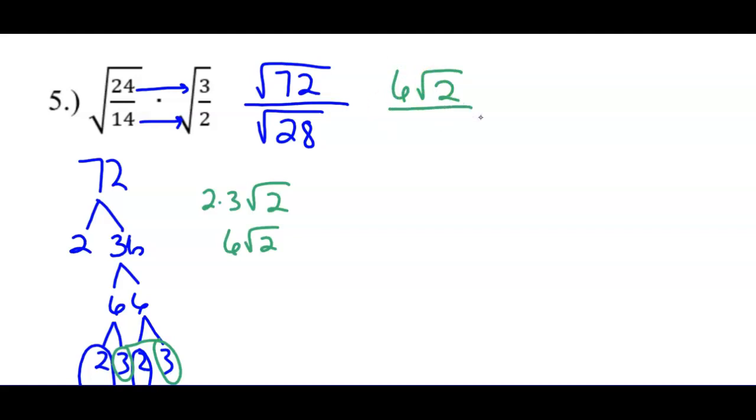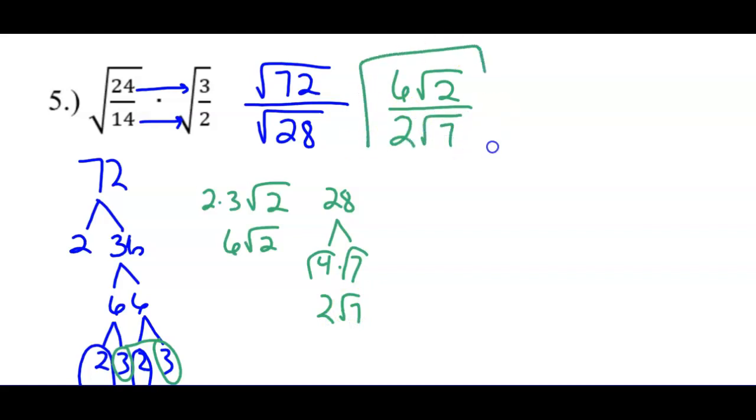Okay, now what about 28? We need to do 28. Well, 28, I could do 4 times 7. And this is a perfect square, but that one's not. So that stays underneath. So that would be 2 times the square root of 7. 2 times the square root of 7. Okay, so that's my answer.